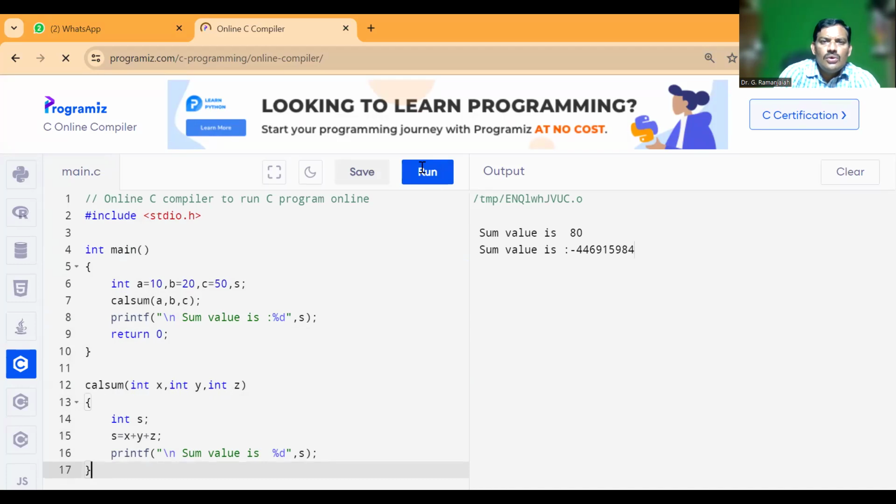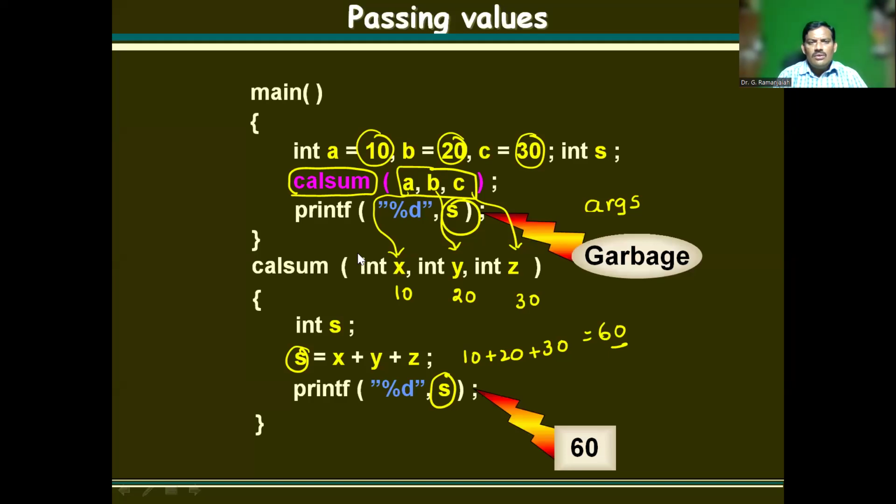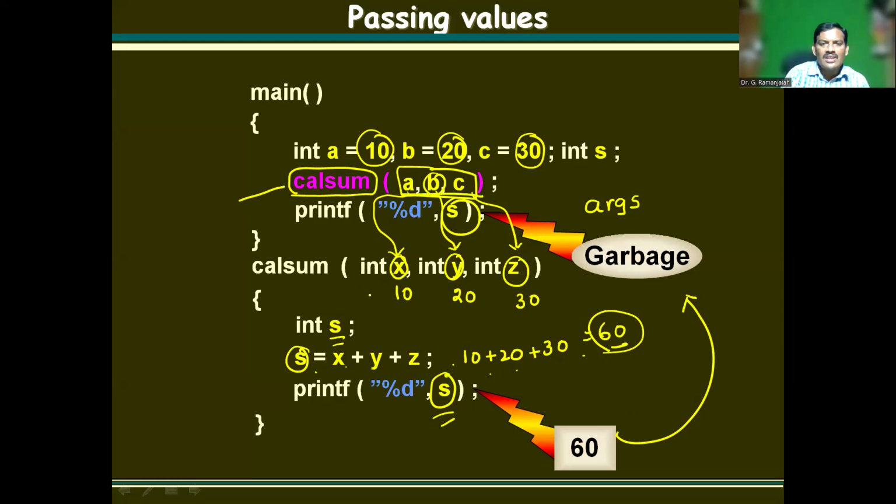Okay, so what is happening here? a will be copied onto x, b will be copied onto y, c will be copied onto z. Then s is equal to x plus y plus z, 10 plus 20 plus 30 is equal to 60. I need to recompile it, then only I can get the answer. Here printf 60, this information may not be communicated here. In this case, this is called a function call. These are arguments. This is a function definition.